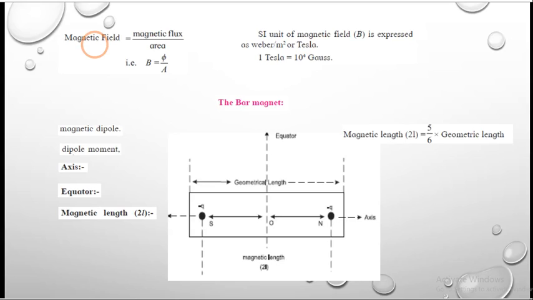SI unit of pole strength is ampere meter. SI unit of magnetic dipole moment is ampere meter square.